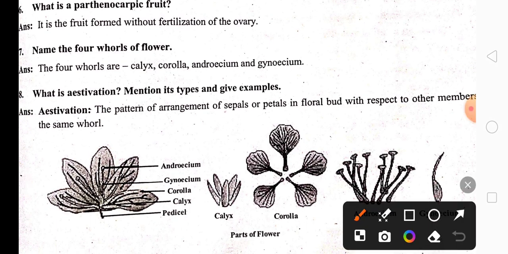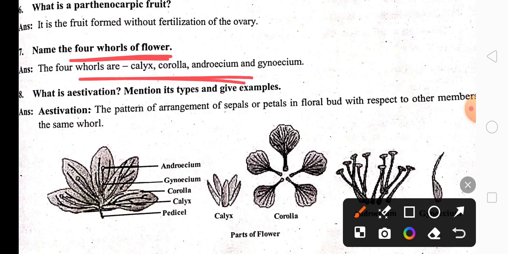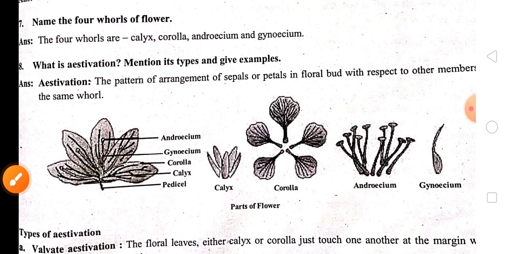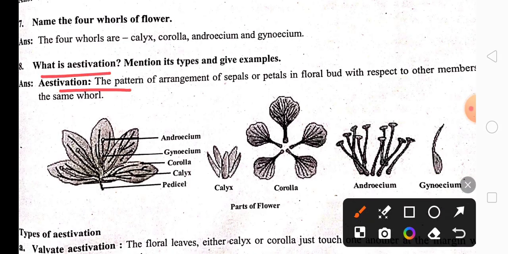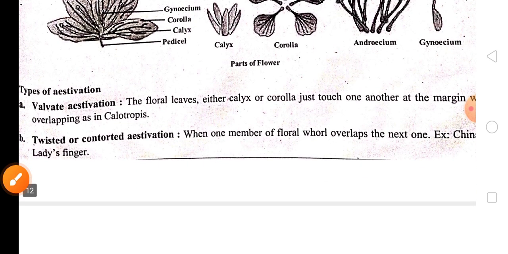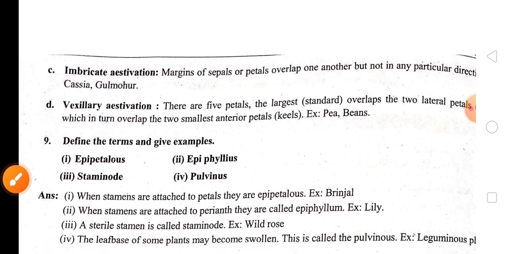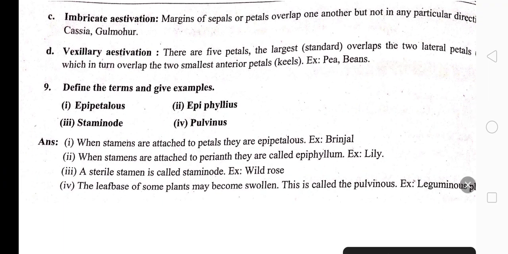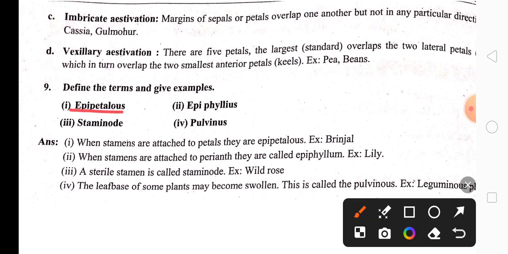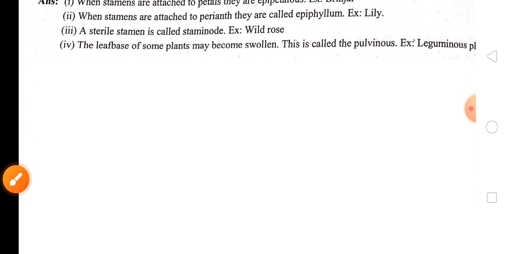Then the 4 whorls of the flower are very important for 2 marks: calyx, corolla, androecium and gynoecium. Then aestivation definition and its types is important for 5 marks. This is the definition, and these are the 4 types of aestivation, very important to the exam. Then the definition of epipetalous, where stamens are attached to petals. Epiphyllous, where stamens are attached to perianth. Staminode is the sterile stamen, and pulvinus is a leaf base. These are also very important.